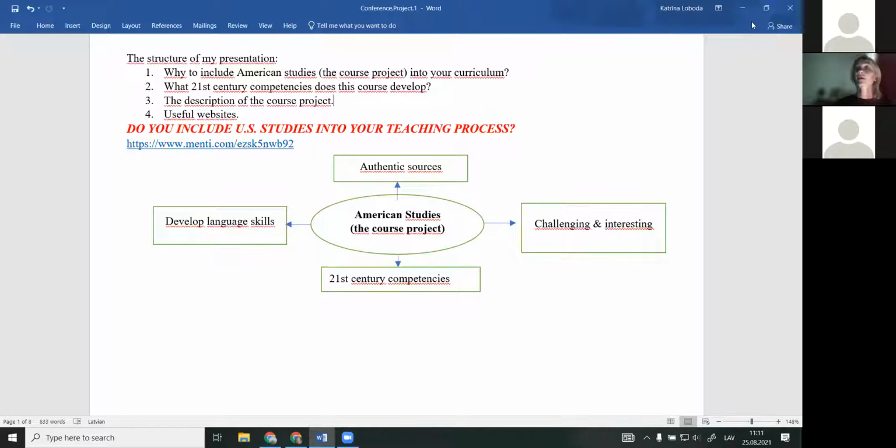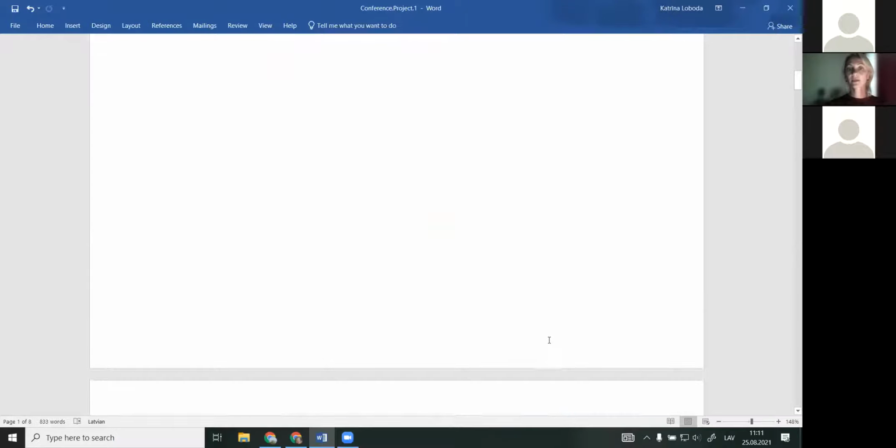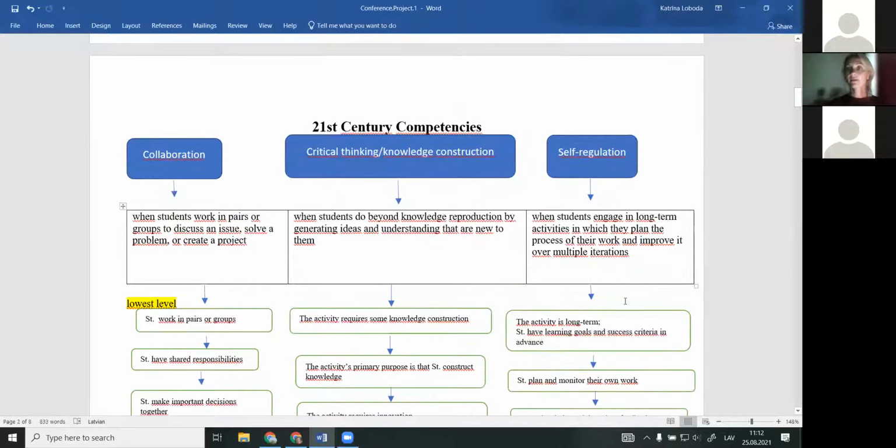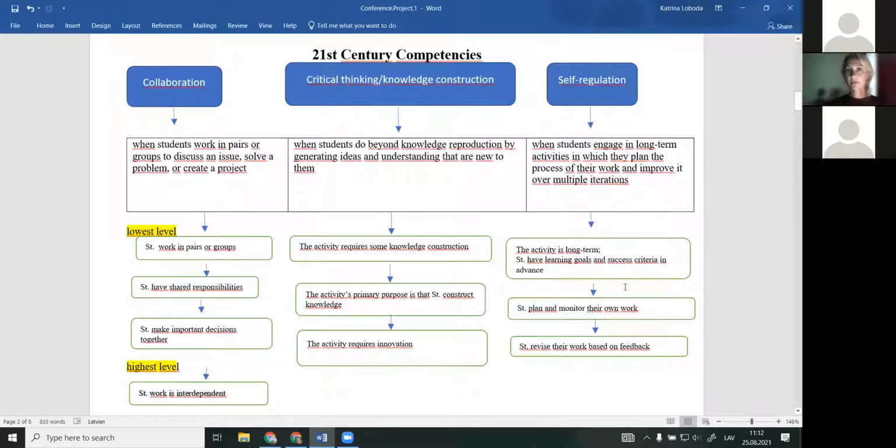And the course project develops 21st century competences. So in our standard, in our program, they are called Caurviju prasmes. Namely, the project I will talk about develops 3 21st century competences. I would like to talk about collaboration, critical thinking, knowledge construction, and self-regulation. And according to our program, they are translated as sadarbība, kritiska domāšana un pašvadīta mācīšanās.